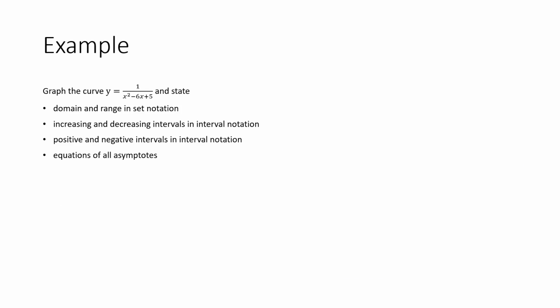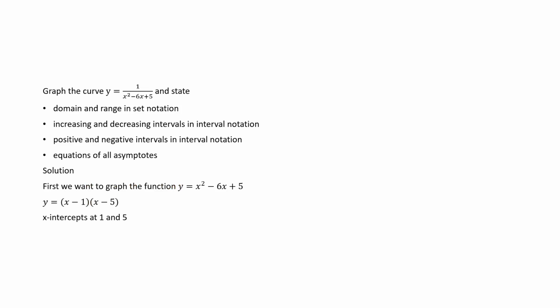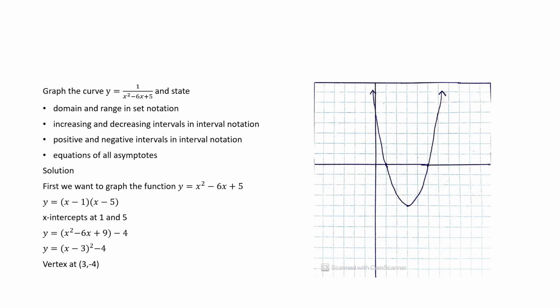All right, let's try another one here. Let's graph this curve. We see this might be a little more challenging because we have a quadratic denominator. So we want to graph the curve to start. We want to just graph y equals x squared minus 6x plus 5. So we have to go back a few years to grade 10 and remember how to do that. Well, we can factor, and we realize that that curve will have x-intercepts at 1 and at 5. And it will have a vertex at 3, negative 4. So we can sketch the parabola that meets those conditions.